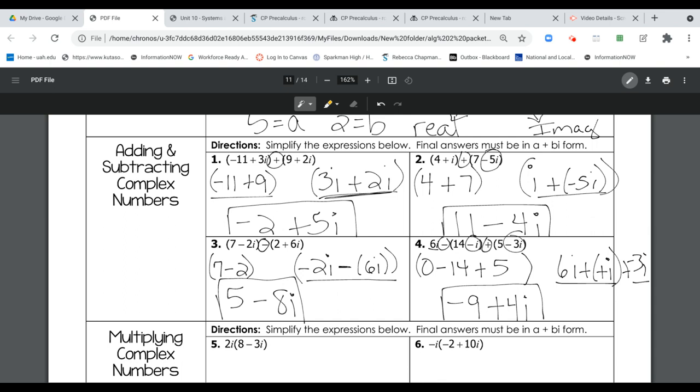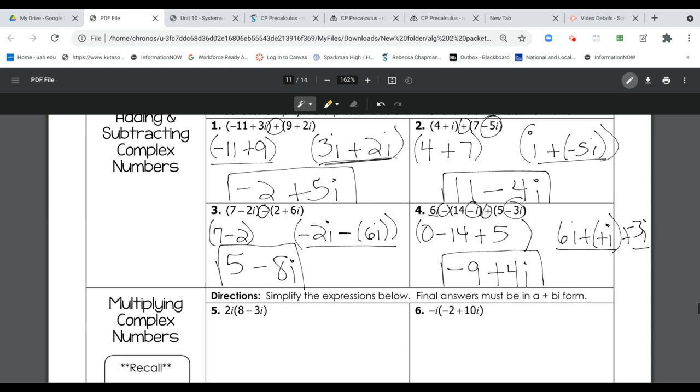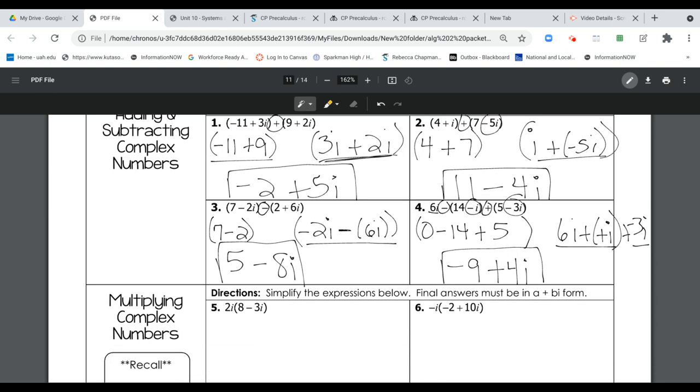So adding and subtracting, even if there are multiple complex numbers in the problem, you still follow the order of operations. So we subtracted 14, we added the 5 in the first one, and then notice that I put a 0 out here. Even though this first term did not have an a value, technically that's 0 plus 6i. So there is an a value, it's just that the a value equals 0. So make sure you fill in all those gaps and make sure that you have an a plus bi value before you start.